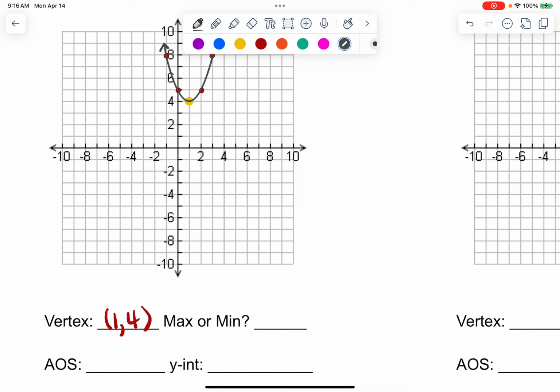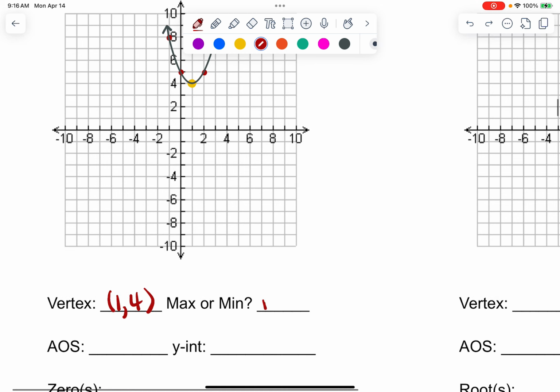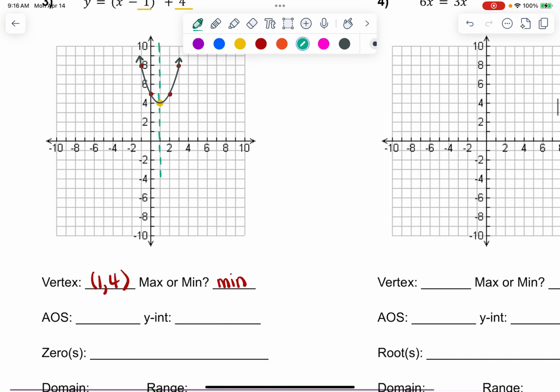Is the vertex a max or a min? Well, it's at the bottom of the valley, right? So we know that it is the minimum value because it's the lowest point. The axis of symmetry is, of course, the vertical line that passes through the parabola, and that's always going to be an x equals equation, and it's always going to be x equals 1, right? Whatever the vertex x value is, that's the value there.